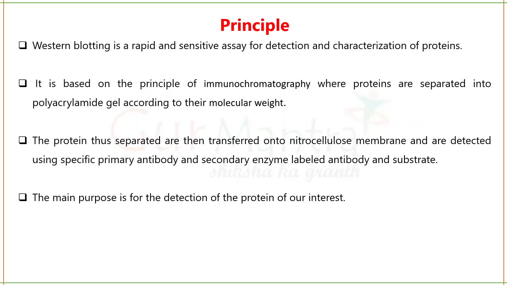The principle of Western blotting is that it is a very rapid and sensitive assay for the detection and characterization of proteins. It is based on the principle of immunochromatography, where the proteins are separated in the polyacrylamide gel according to their molecular weight. Then they are transferred onto a nitrocellulose membrane and detected using the primary antibody and the secondary antibody conjugated with an enzyme. Then you add a substrate.